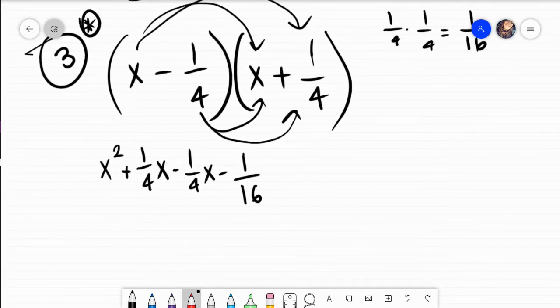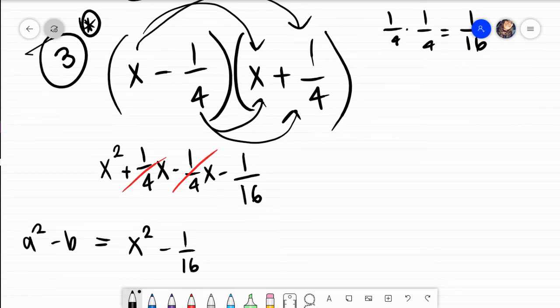Question. What do you notice with those two terms right there? Are they additive inverses? Are they the exact same term with different signs? They are. Those go away, right? Those cancel each other. The only thing I have left is x squared minus 1 over 16. Do you agree with me that that is the same thing as a squared minus b squared? A difference of squares, right? A squared minus b squared.